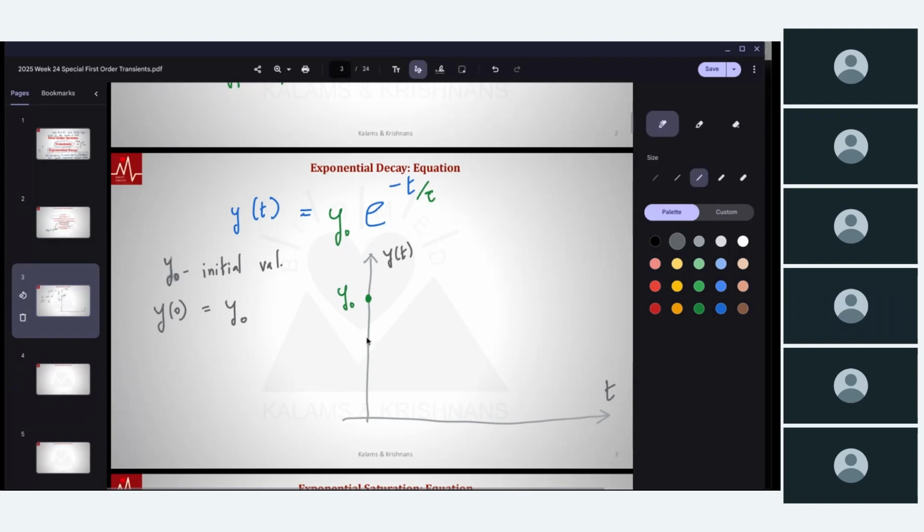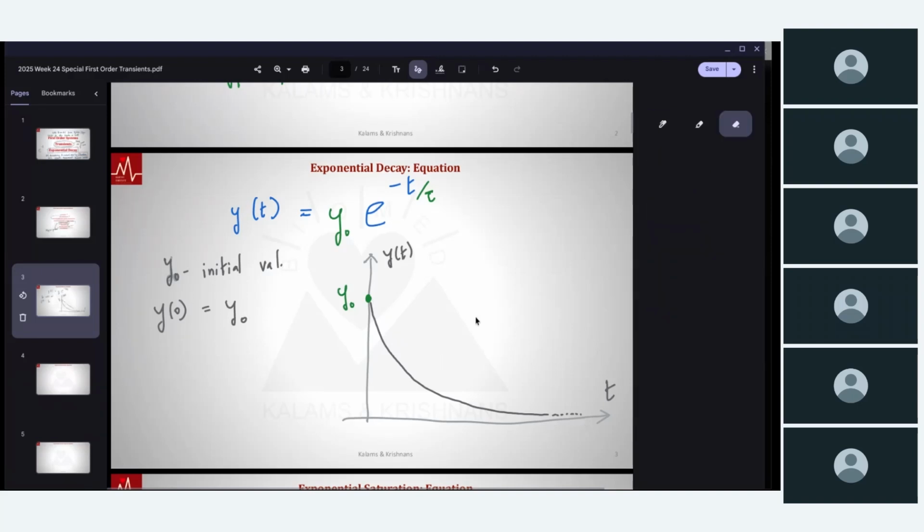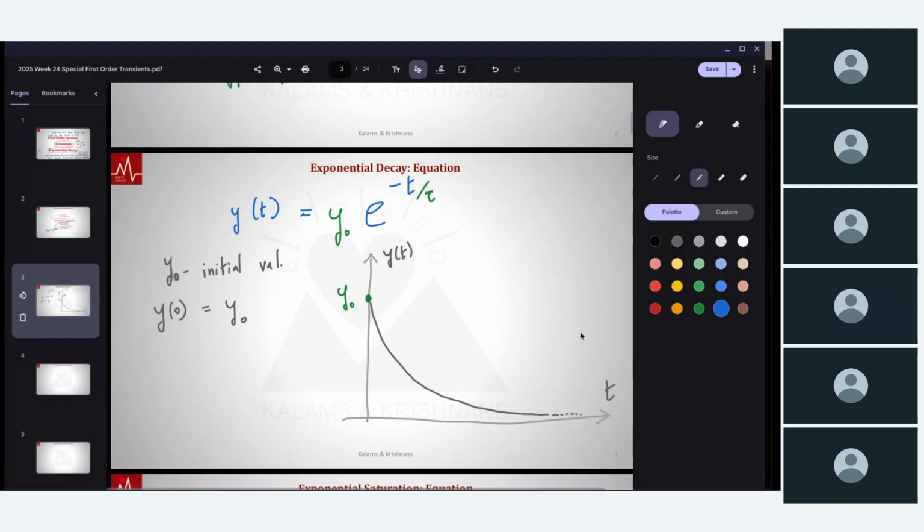Okay, the variable of interest. As time increases, e power minus t by tau becomes smaller and smaller. It also drops exponentially, so it doesn't go like a straight line or a polynomial. It kind of exponentially drops like this, and asymptotically touches 0. So at any other time t, the value is y of t. This height is y of t, and that happens to be y0 e power minus t by tau.